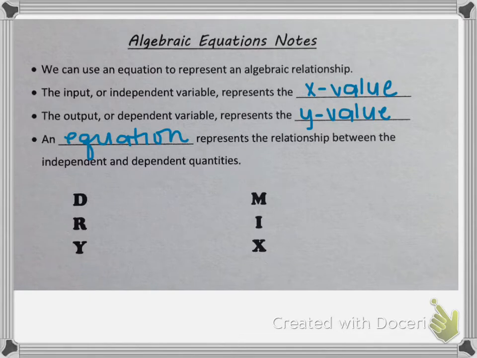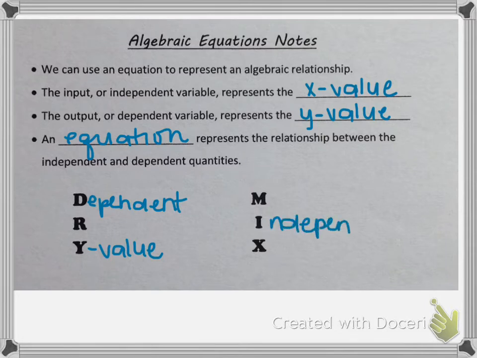The trick we can use to help us remember this is DRY MIX. Dependent is always the y value and is graphed on the y-axis. Independent is the x value and is always graphed on the x-axis.